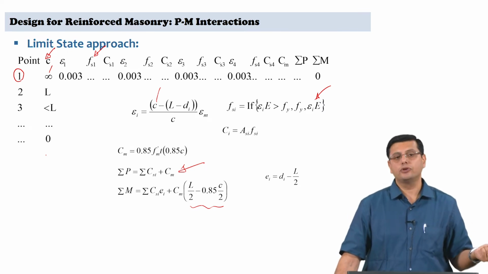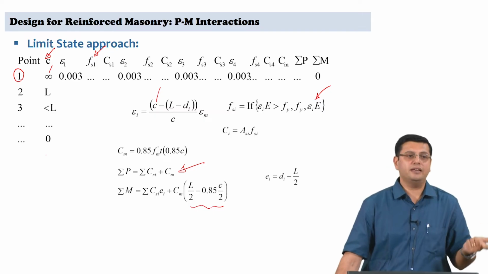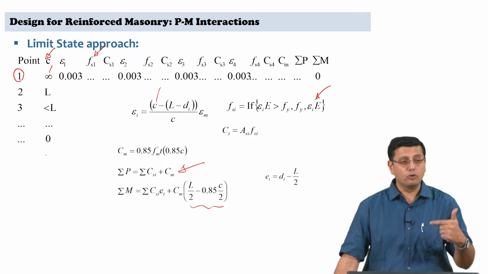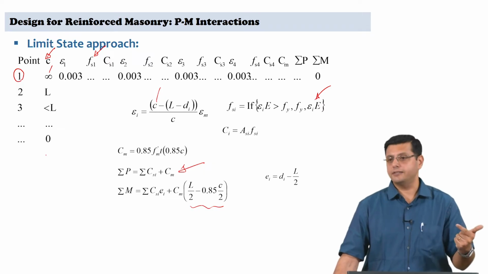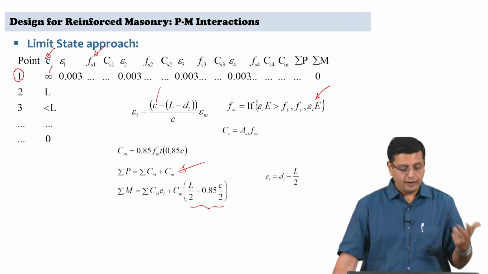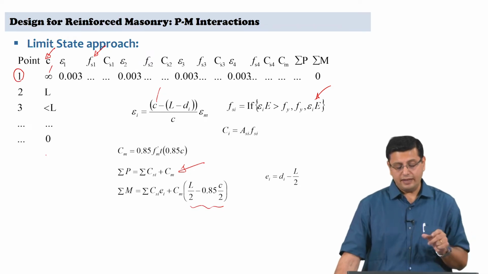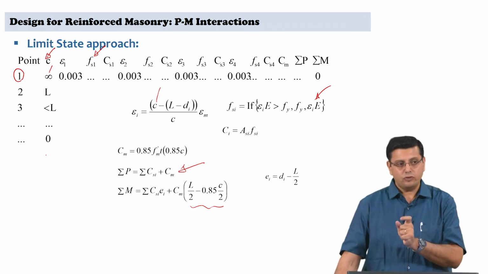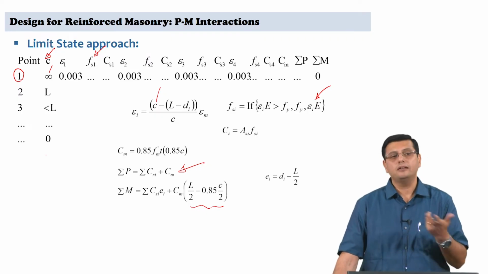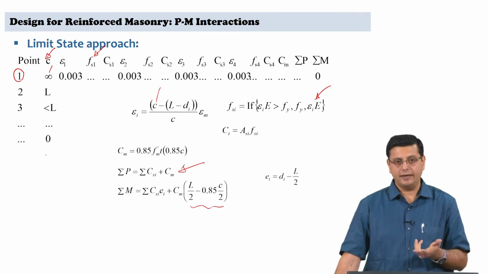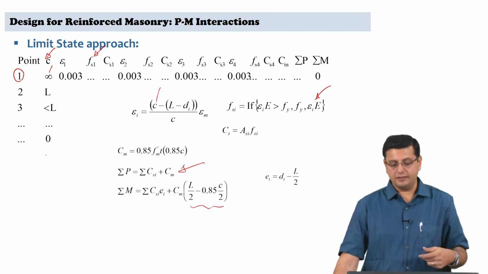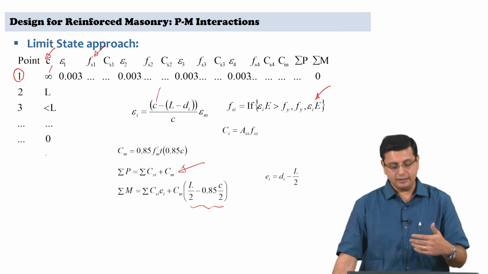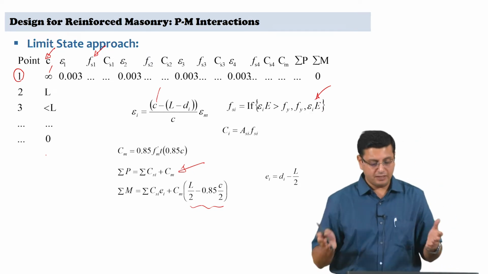The second would be to look at how effective the consideration of compression reinforcement is in the PM interactions. What is the percentage increase that you get in the surface itself? And the third would be to see if you actually make use of the tensile strength of masonry, it is so marginal that you can actually neglect it in your calculations. Should you be considering even the permissible tensile stress in masonry towards estimating the PM interaction surface itself?